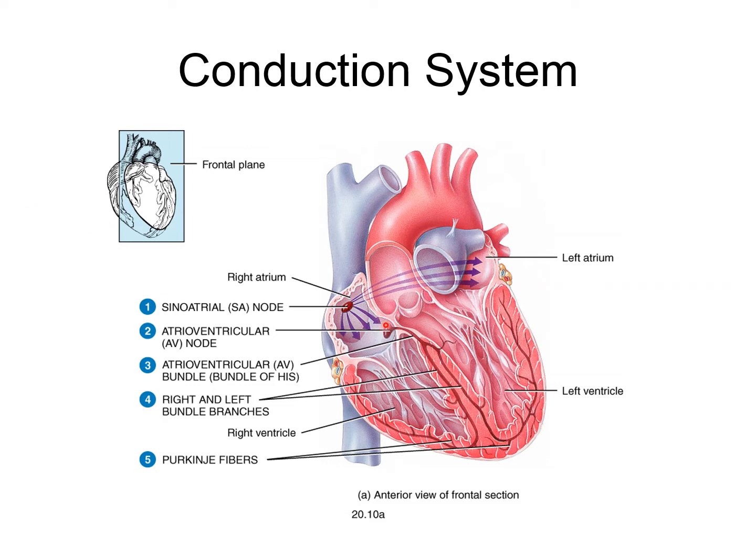The AV node gives rise to the conducting bundle of the heart, the atrioventricular bundle. It is also called the bundle of His. This bundle passes through a small opening in the fibrous skeleton to reach the intraventricular septum. Here, the intraventricular septum is present.